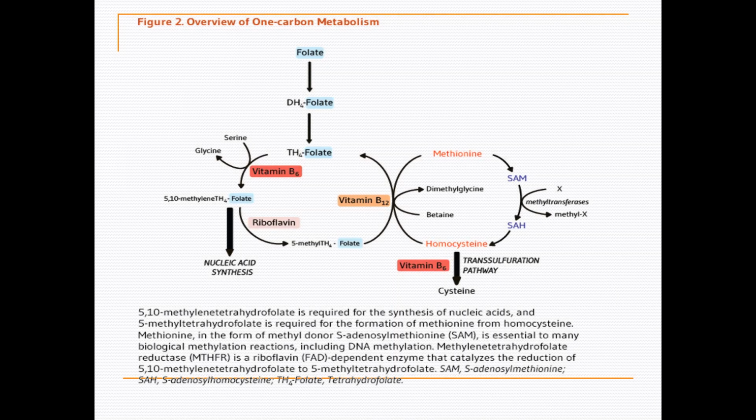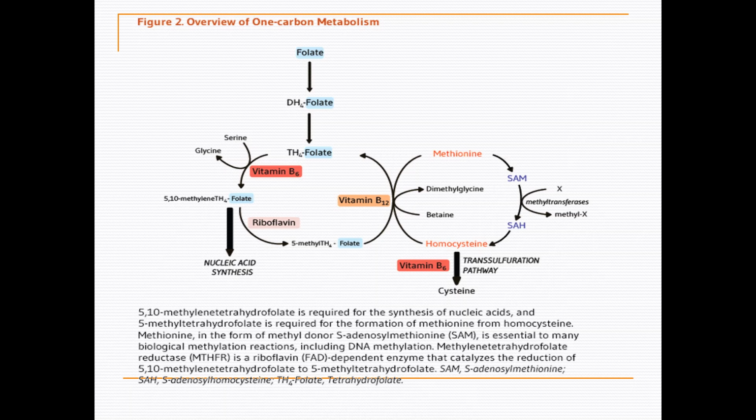One carbon metabolism is just the giving of the methyl group by folate and vitamin B12 to other compounds to form glycine, serine, or succinyl CoA. Similarly, when folate is converted into tetrahydrofolate, it is ultimately converted to 5,10 methylene tetrahydrofolate, which is helpful in nucleic acid synthesis.